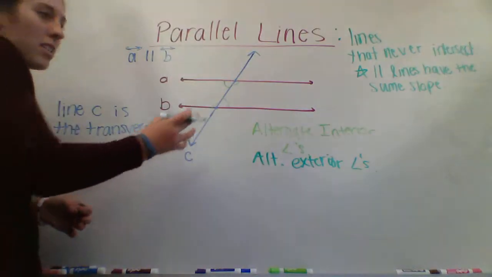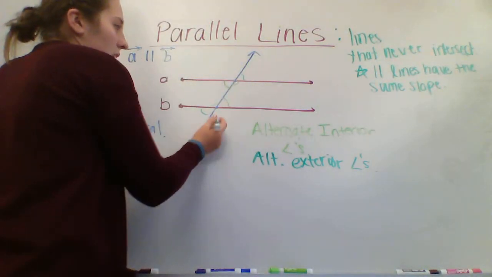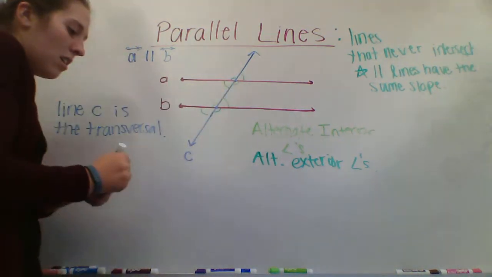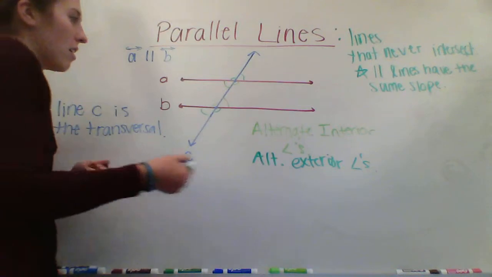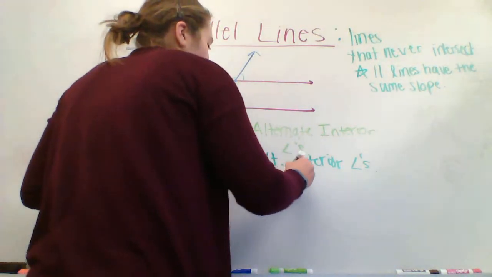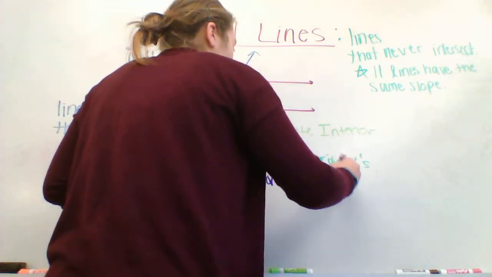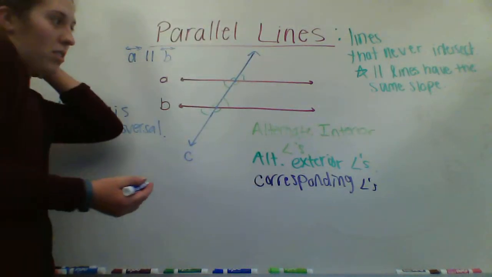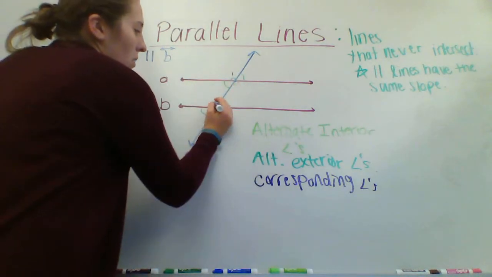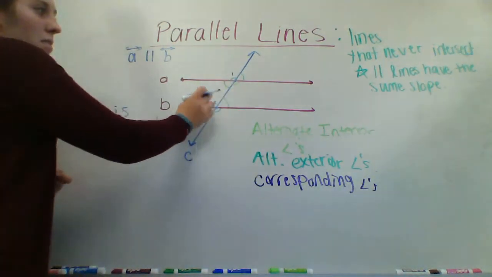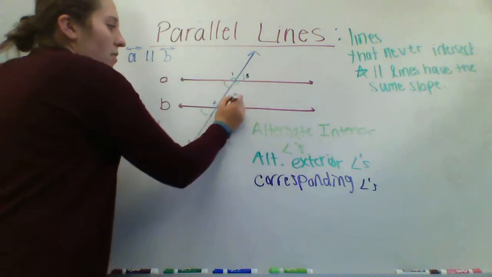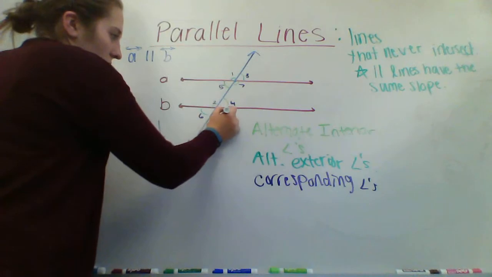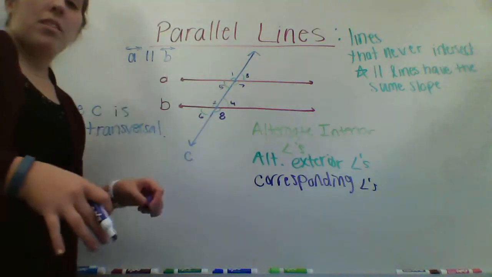Those are on the outsides of the parallel lines, so it could be here and here. And they're alternate, so they're on different sides of the transversal, and here and here. Another pair of angles that are constructed are corresponding angles, which are angles that are in the same position. So 1 and 2 would be corresponding angles, 3 and 4 would be corresponding angles, 5 and 6, and 7 and 8. But don't worry about it right now. We're going to go into it.